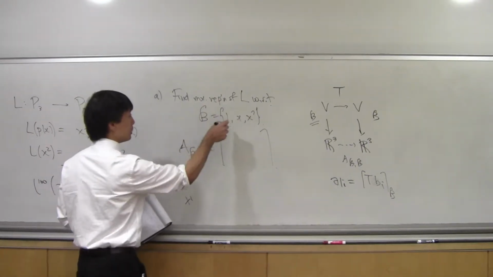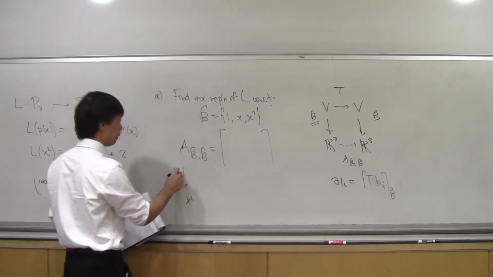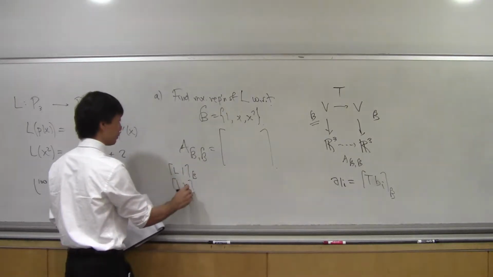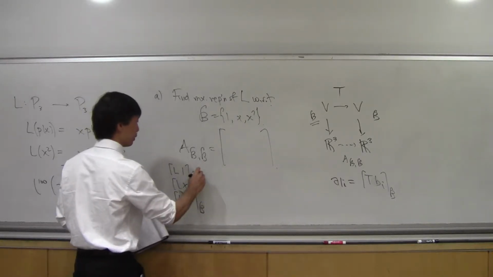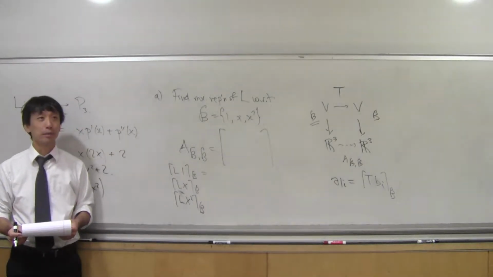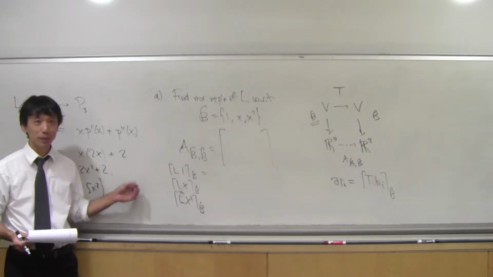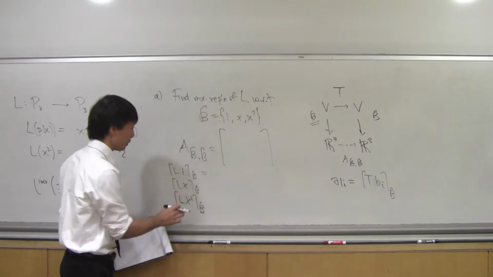So here we would take the elements of our basis. We're using the same basis on both sides here. We take L of 1 and express it with respect to the b basis. We take L of x with respect to the b basis, and L of x squared, and we take its coordinate vector with respect to the b basis. Okay. Maybe I won't rush through this too much, since it's not completely clear to people.